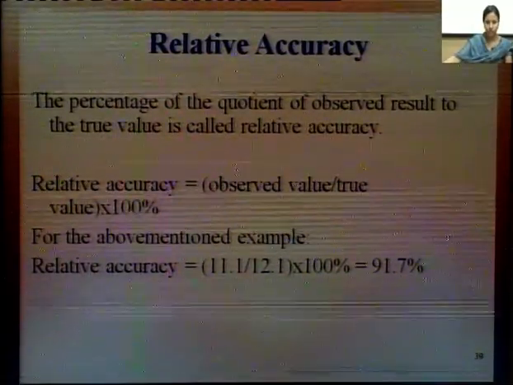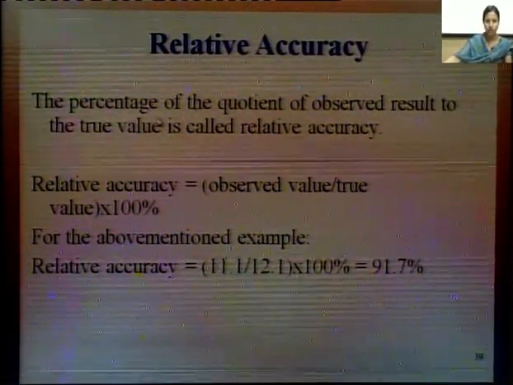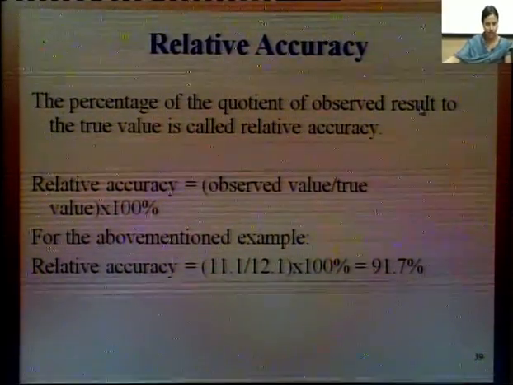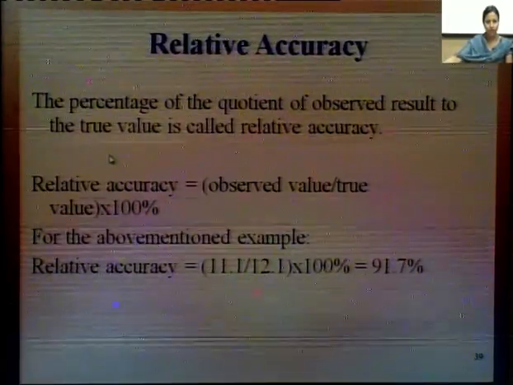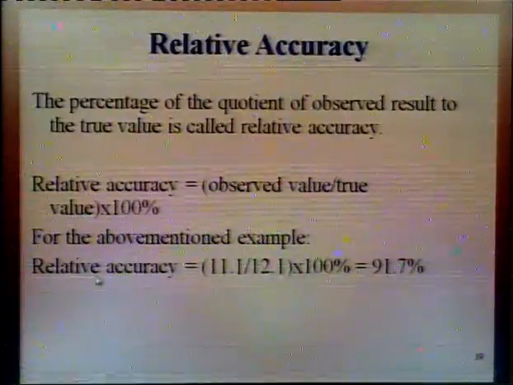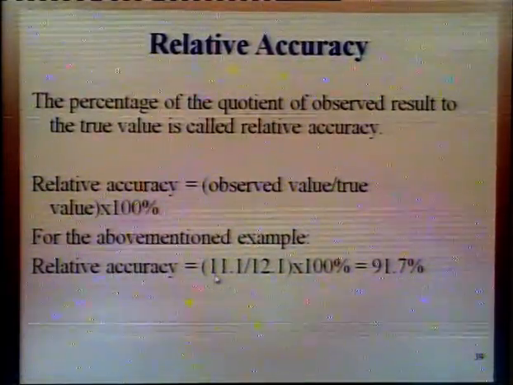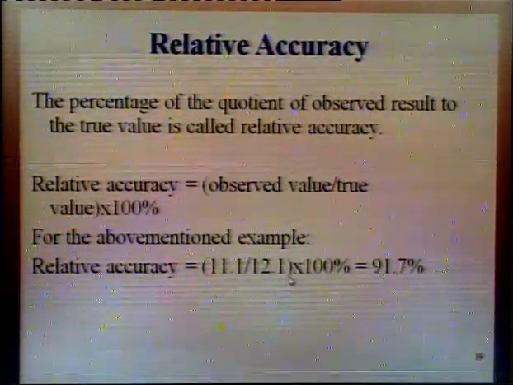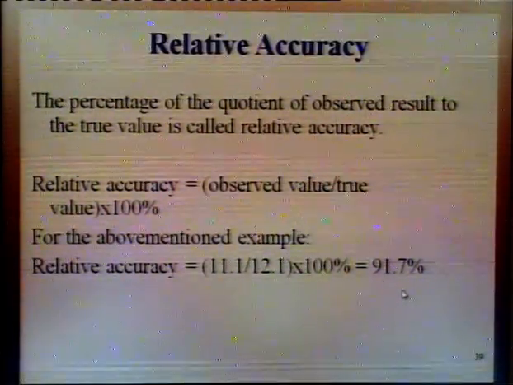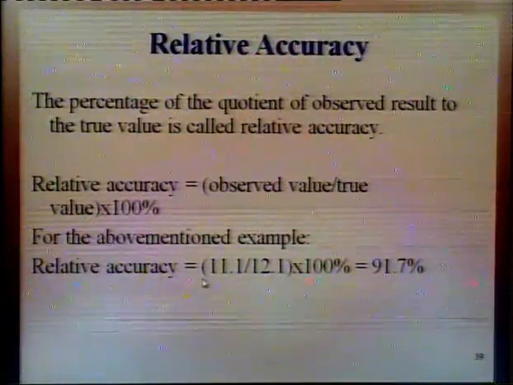Next we come to the relative accuracy. It is the percentage of the quotient of the observed result to the true value. So, the observed value is 11.1 while the true value is 12.1. So, the relative accuracy is 11.1 divided by 12.1 into 100. This is 91.7%. This is the relative accuracy here.